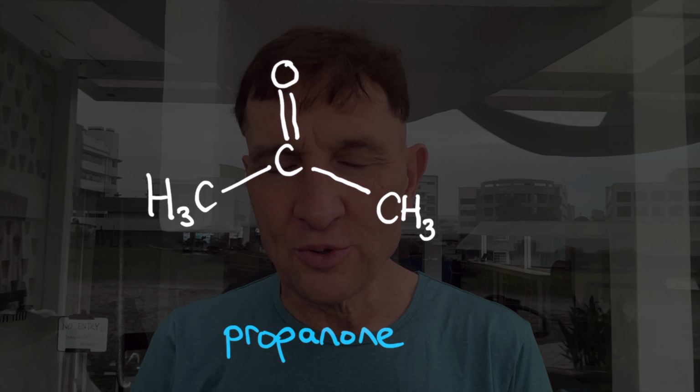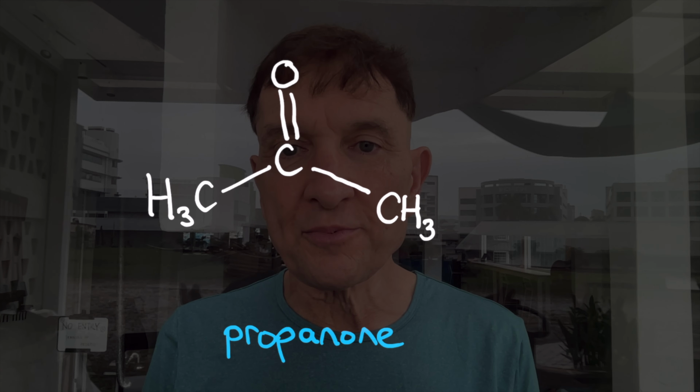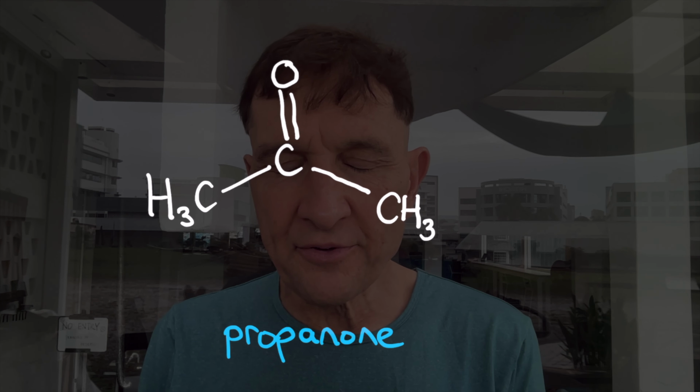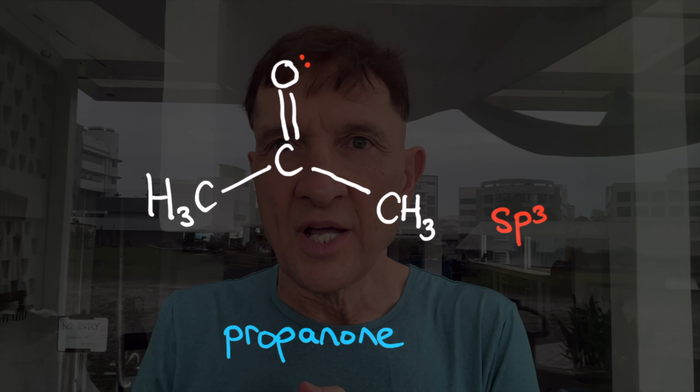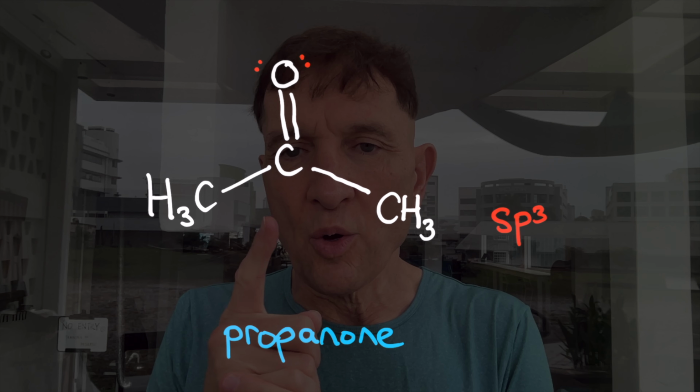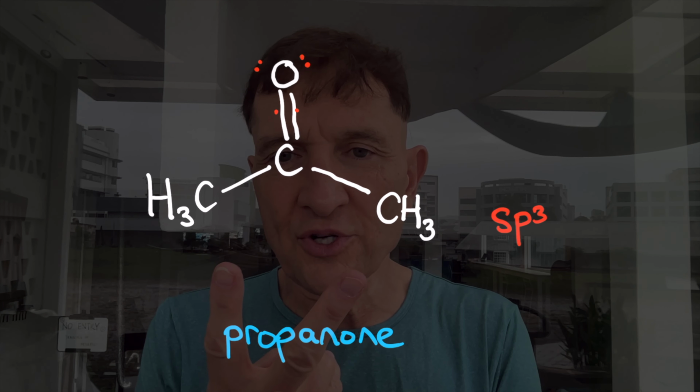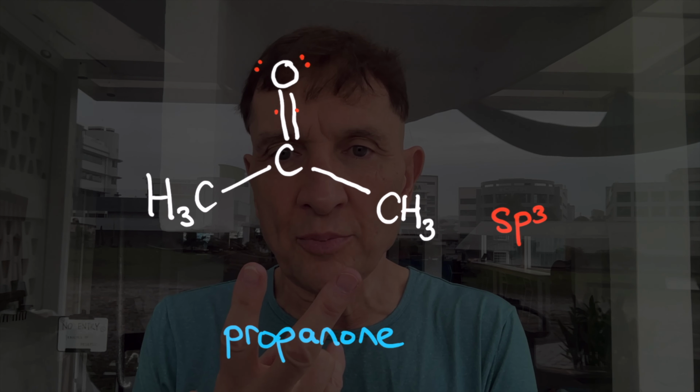How about propanone? That's got two methyl groups, both the same, sp3 tetrahedral. The central carbon is surrounded by an oxygen and two methyl groups, only three, no lone pairs because it's sharing in the double bond. So that's trigonal flat sp2. And what about the oxygen? Well, it's got two electrons shared in the double bond.